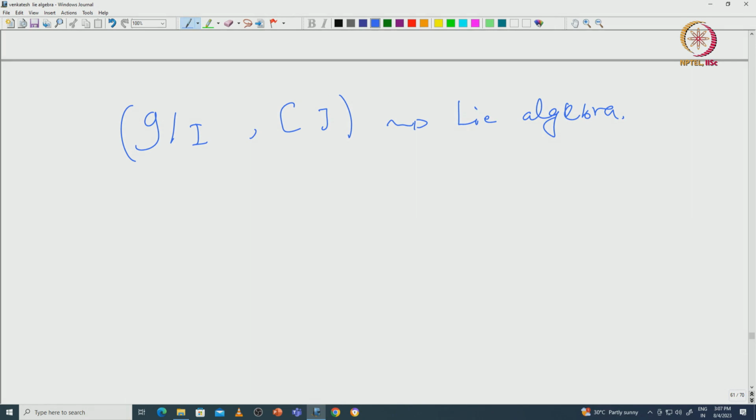As an example, we already have some homomorphism from earlier lectures. We will see what the quotient will be using that.